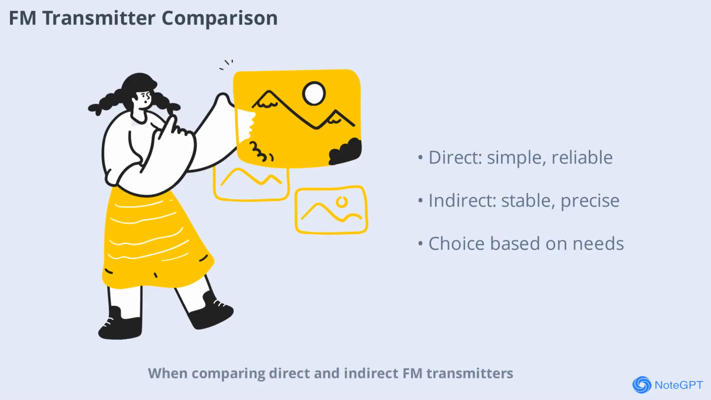In comparing direct and indirect FM transmitters, the key differences are in complexity and performance. Direct FM transmitters are simpler and easier to implement, while indirect FM transmitters offer better frequency stability and are preferred for professional broadcasting. The choice between the two depends on the specific requirements of the radio station or application.